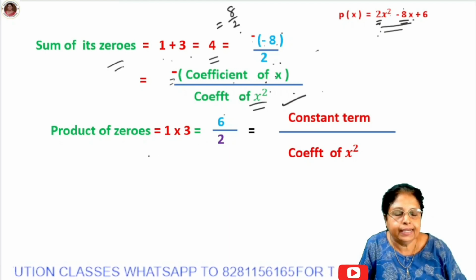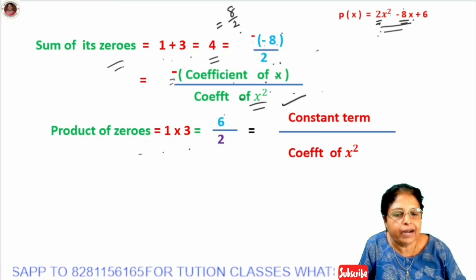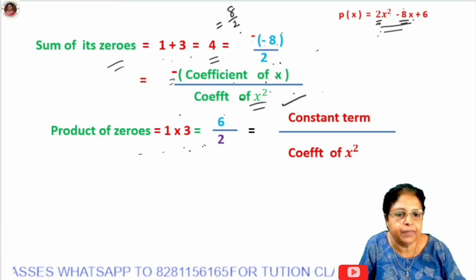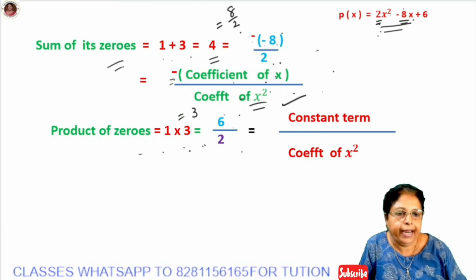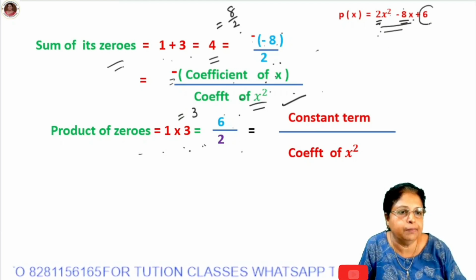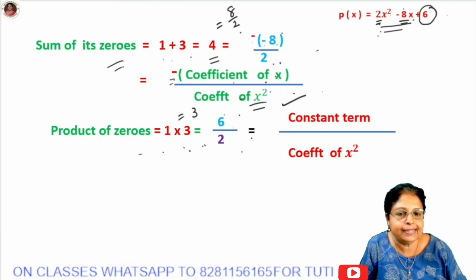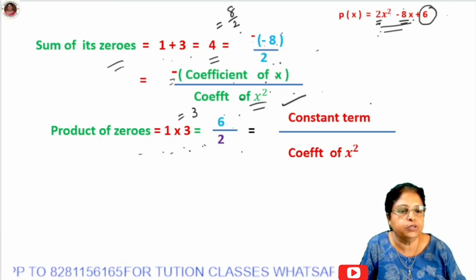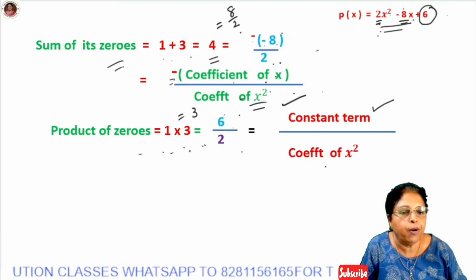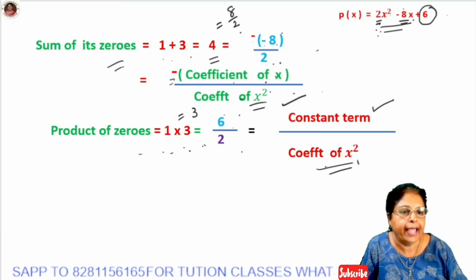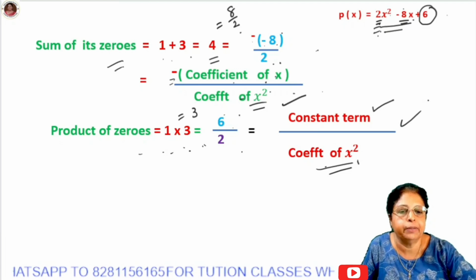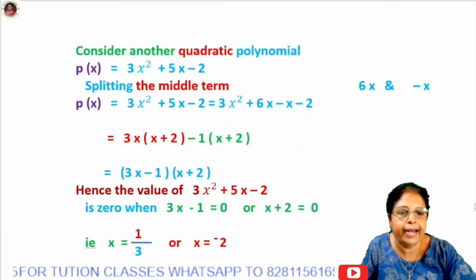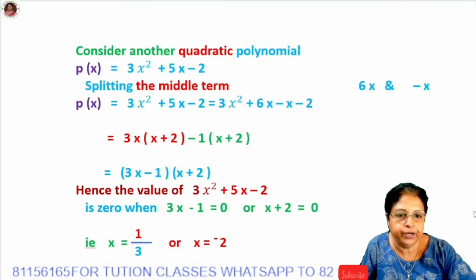Okay. Then product of the zeros is 1 times 3, that is equal to 6 upon 2. And this 6 is the constant term. So we can relate like this. Product of the zeros equal to constant term upon coefficient of x square. Okay. So we got the relation between zeros and coefficient of polynomial.